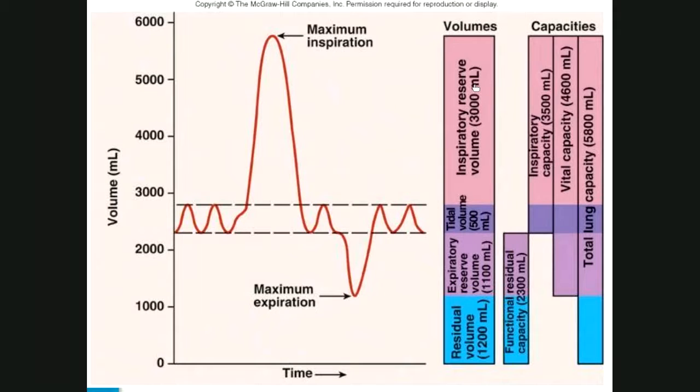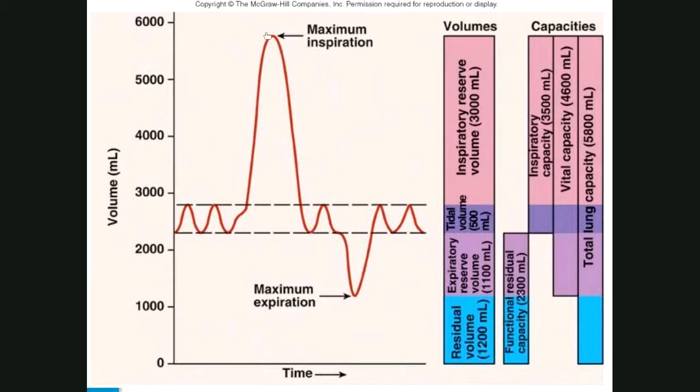Yes, elasticity is good. So fibrosis is mainly by the deposition of collagen fibers, which is bad for the expansion of the lung. So you can see here the inspiratory reserve volume, which is the 3 liters of air that could be taken in inspiration.